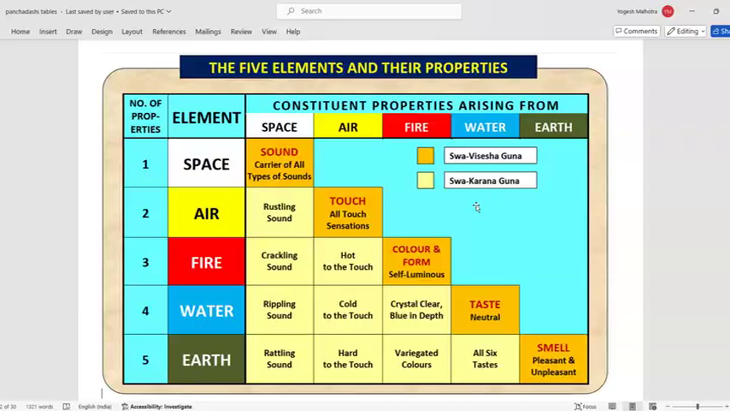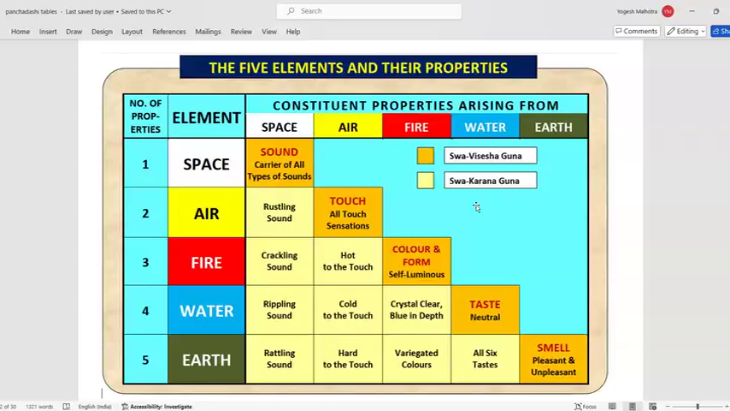So rasa or taste is the property of water. And of course, it has this rippling sound, which shows that it has shabda. It is cold to the touch, so it has touch also, right? That is a property coming from the touch of the air. And then finally the crystal clear nature of water, or blue when it is a bit deep. You can see the blueness of the sky reflected in that. So color or form also is there in water, right? In this way, it has four properties.